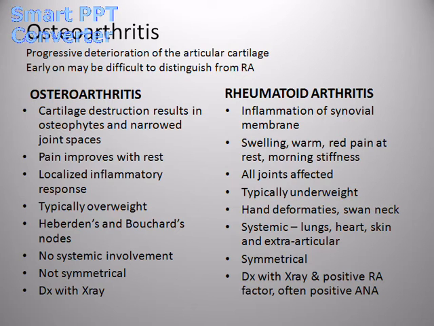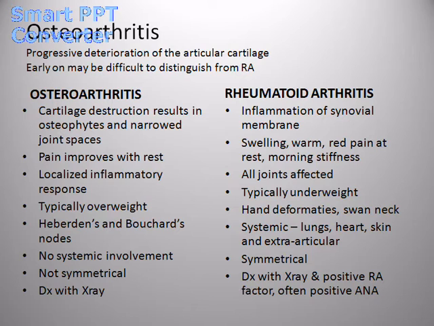Now, RA, or rheumatoid arthritis, on the other hand, which we're going to cover later on in the class, but for the sake of comparison, RA has synovial membrane inflammation that results in the cartilage destruction and bone erosion, and it is inflammatory. We see redness, swelling, warmth, pain in the affected joint, and there is pain at rest, and there is definitely a morning stiffness. These individuals often take a whole hour to get up and moving in the morning. It can affect all joints, and rheumatoid arthritic patients are typically underweight as opposed to the osteo patients who are overweight. We see swan neck and boutonniere deformities in the hands.